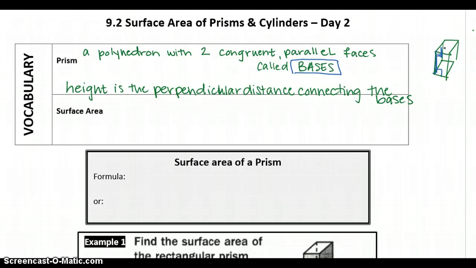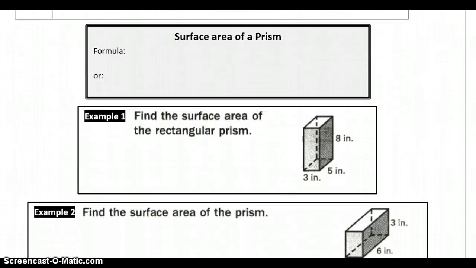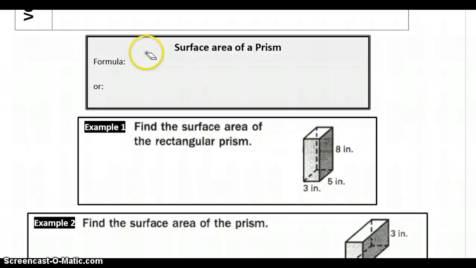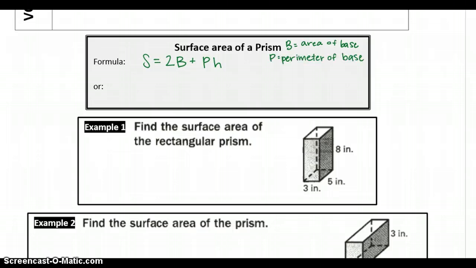We also have the surface area of a prism. This is just the total area of all of the faces of the prism. So if you add up the area of each side. So we have a formula for the surface area of a prism. The formula is S equals 2 times B plus P times H, where B is the area of the base of the prism, P is the perimeter of the base, and H is the height of the prism.